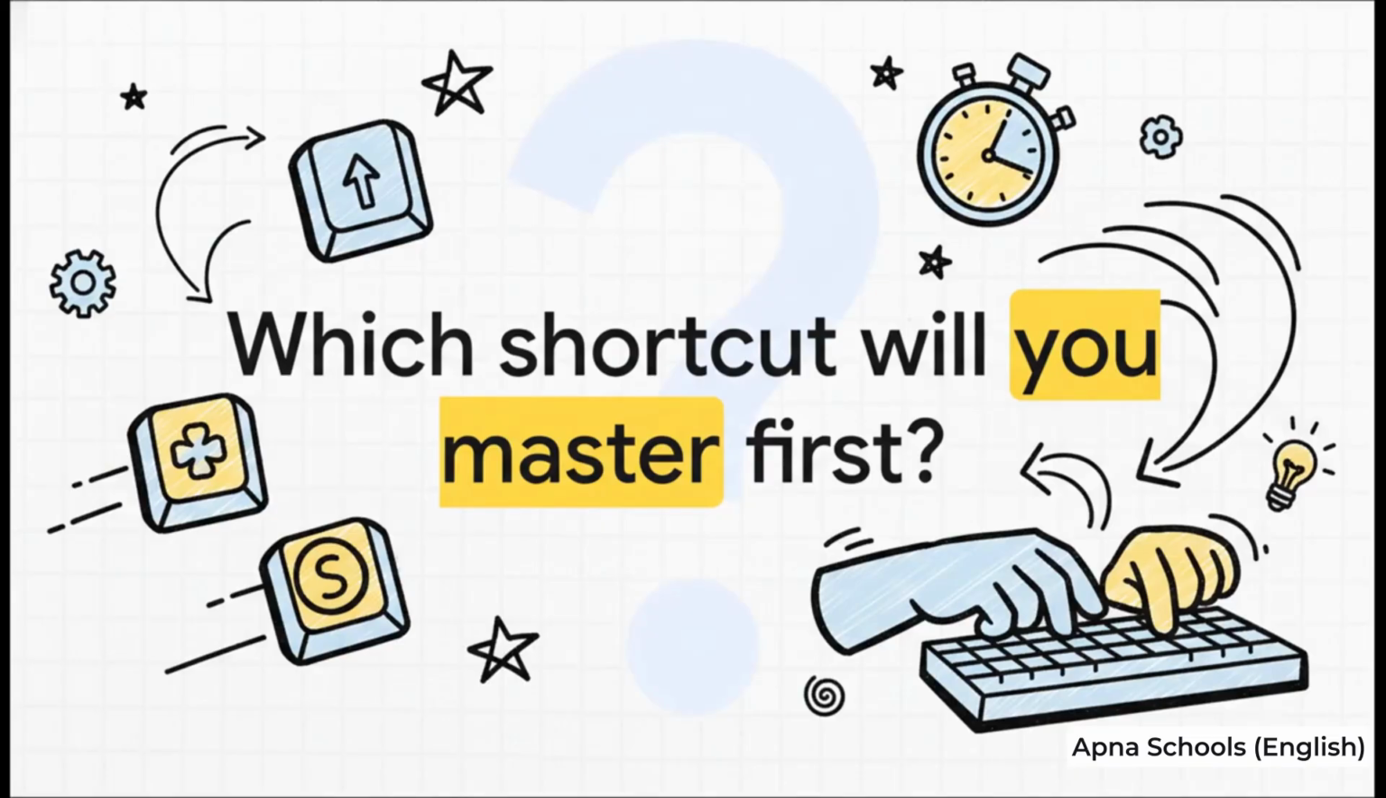Look, the goal here isn't to memorize a giant list of commands. It's about finding the ones that fit your workflow and building them into your muscle memory. So think about it. What do you do most often? Pick just one of these shortcuts, just one, and use it over and over until you don't even have to think about it. You'll be amazed at how much faster you become. So, which one are you going to master first?